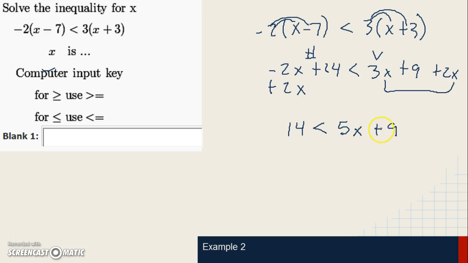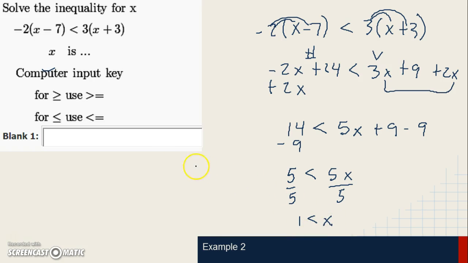The first thing I'm going to do is eliminate this plus 9. I'm going to eliminate it by subtracting 9, and I'm going to subtract 9 from the other side, and I'm left with 5 is less than 5x. Now I've got to eliminate this 5. Since it's being multiplied, I'm going to divide, and I've got 1 is less than x.